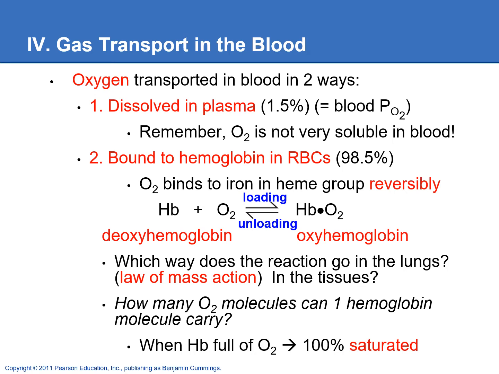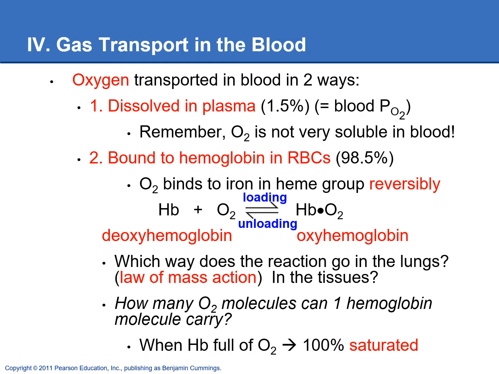So most of the oxygen will be bound to hemoglobin in the red blood cells. So it's about 98.5% of the oxygen. And remember, oxygen binds to the iron in the heme group reversibly. So when the hemoglobin is not carrying oxygen, it's called deoxyhemoglobin. And when oxygen is loaded onto the hemoglobin and it's bound to the heme groups, then it's called oxyhemoglobin.